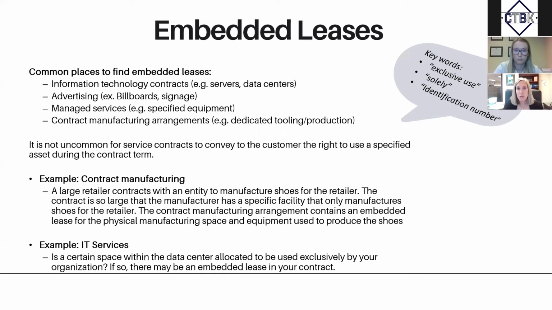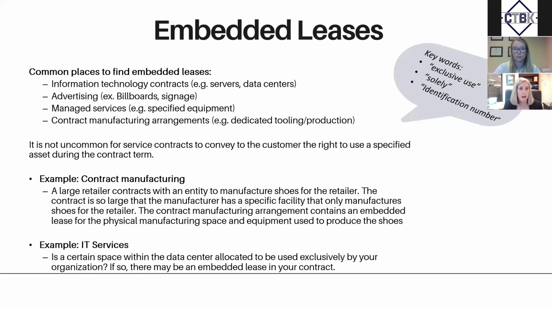Some keywords that you want to look for within your leases are exclusive use. If you have exclusive use, that means there's an asset and you have substantially all the rights of that asset, solely, meaning no other person can utilize that asset. You have the rights to solely direct how they're utilizing that asset for you, as well as an identification number. If there's an identification number within your lease that specifically identifies a piece of equipment for you, again, these are keywords that may determine that you have an embedded lease.